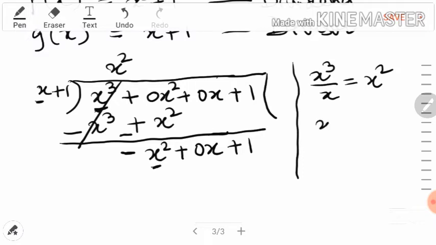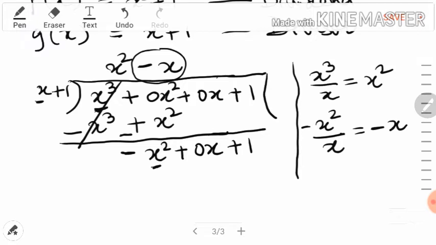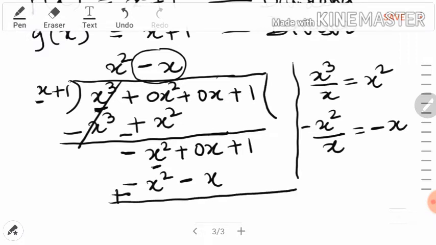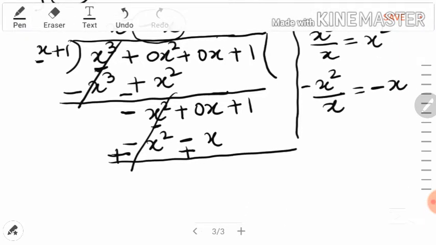Now take the first term of the expression that we have obtained and divide by the first term of the divisor. So we get minus x. So minus x is the second term of the quotient. Multiply minus x with the divisor. So we get minus x square minus x. Find the difference. To do that, change the sign. So the x square term gets cancelled. We have x plus 1.